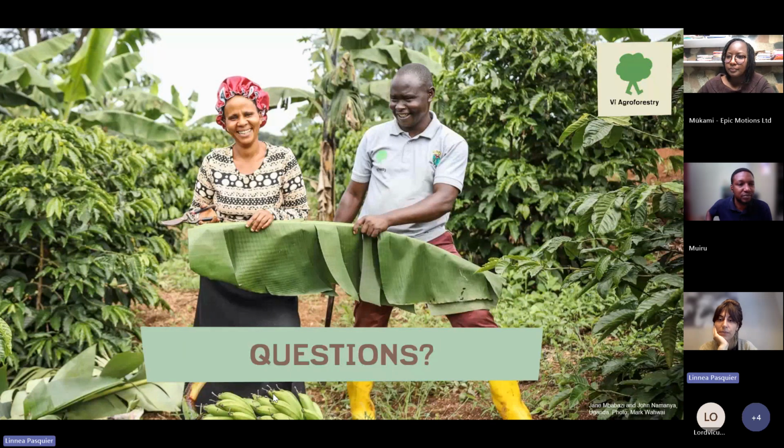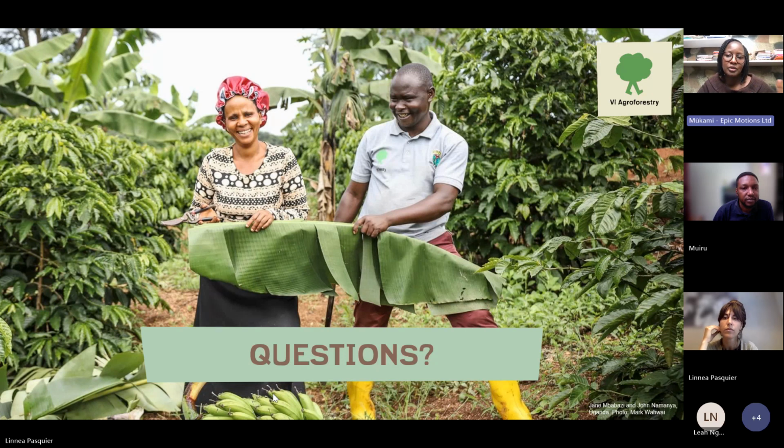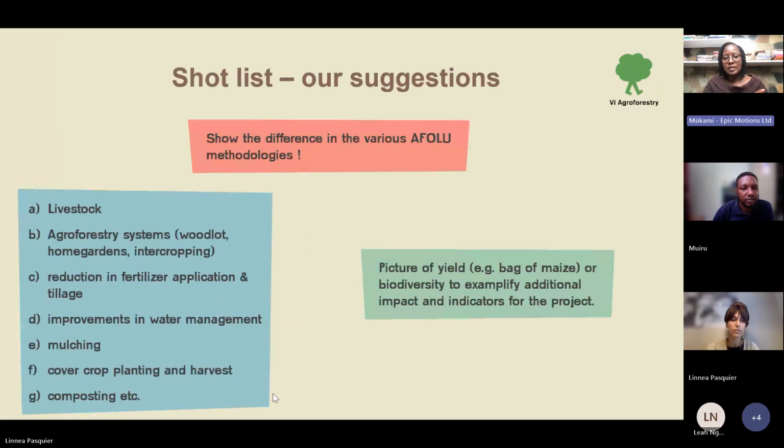Oh, you're muted, Mukam. Maybe just to understand, on a previous slide, there were different methodologies, where there was the agroforestry, the livestock, that this project covers, this slide. So the livestock, agroforestry, the reduction. Does the project that VI is doing cover all this, or do you need the visualizations of this for the purposes of someone who wants to understand projects?